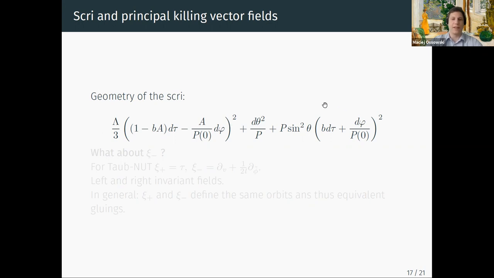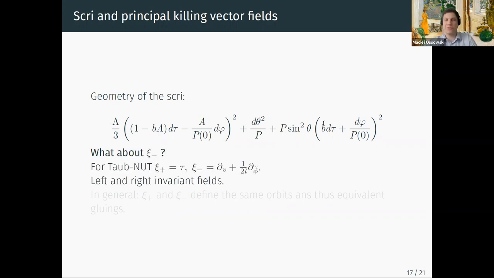Some things that I want to touch on briefly: we can actually calculate the geometry of the scri, and it will look something like this. The conformal factor is the same as for the standard Kerr solution, and here we can explicitly see that this geometry has a signature which is the sign of the cosmological constant, plus, plus.